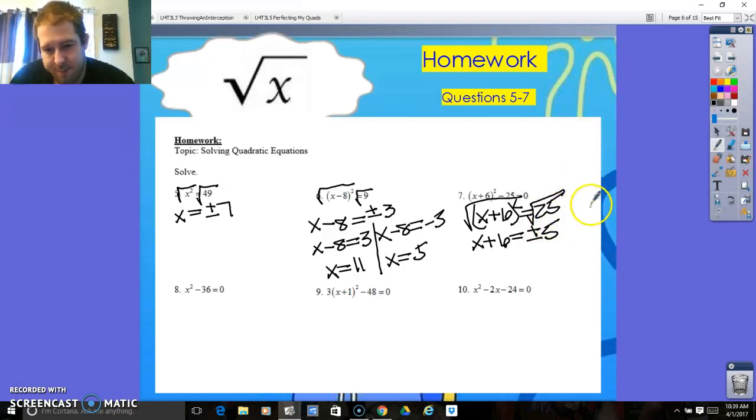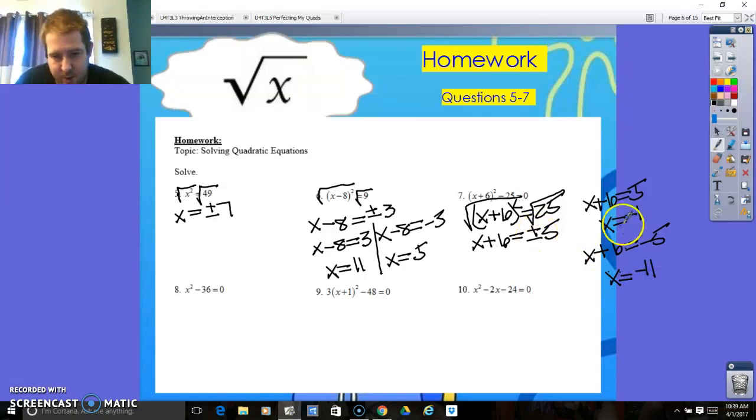Now I'm ready to solve. x plus 6 equals 5, and x plus 6 equals negative 5. Subtract 6 from both sides means x is negative 1. There's one answer. Subtract 6 here, and you get an answer of negative 11. So there's your two answers. Boom and boom. All right, I'm going to erase that.